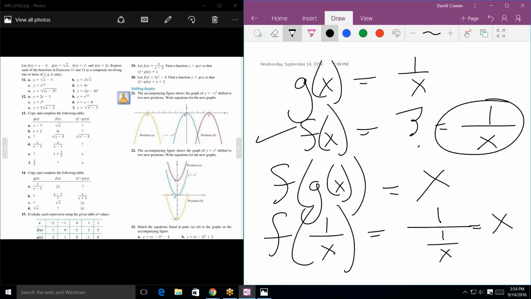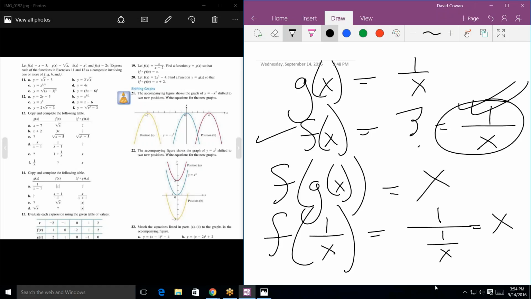But if you have fog of x and one of the functions, working backwards is a little more difficult, but not undoable. Once you come up with an answer, like I did, I came up with 3 different answers and tried all 3 of them. The only one that worked was the third one. If f of x is indeed 1 over x, then fog of x would be equal to x, and they're telling us that it is. So this must be f of x.